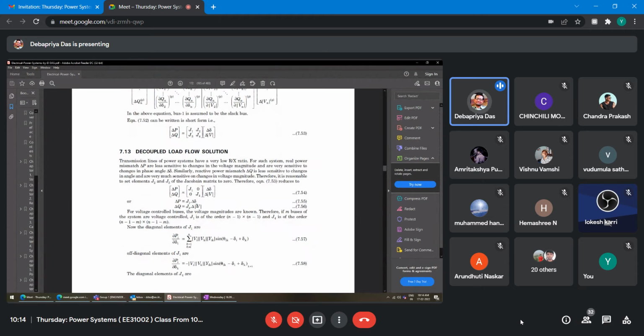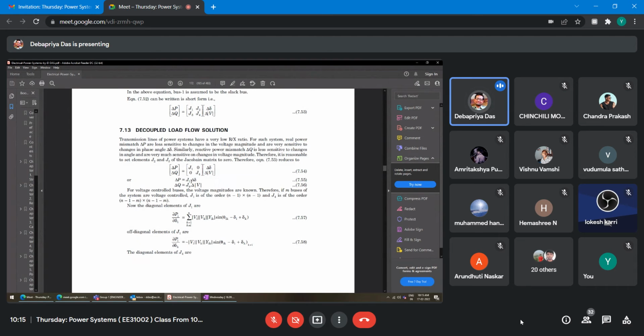If it is not there, then delta P can be written as J1 into delta delta, and delta Q is written as J4 into delta magnitude V, right? I will tell all the time delta V, understandable, it is magnitude V, right? So this is actually J1 matrix and this is your J4 matrix.